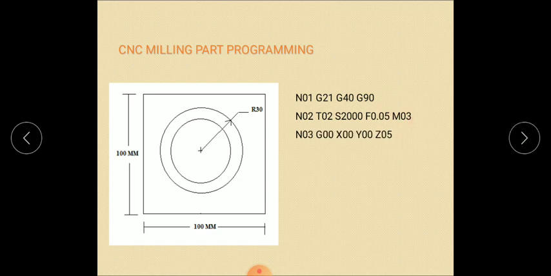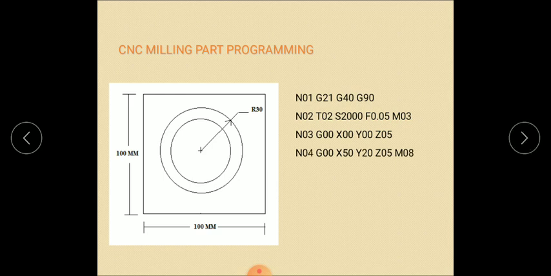Next, G00, X00, Y00, Z05. Here G00 is nothing but the rapid positioning. X0, we are not giving any movement. Y0 also we are not giving any movement. Z05 is an amount of feed which needs to be given, that is 5 mm.